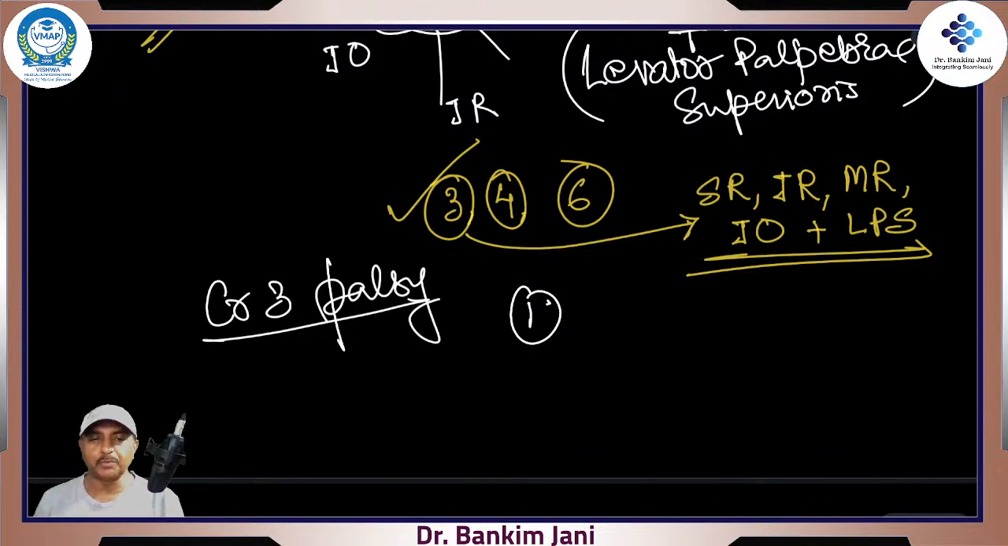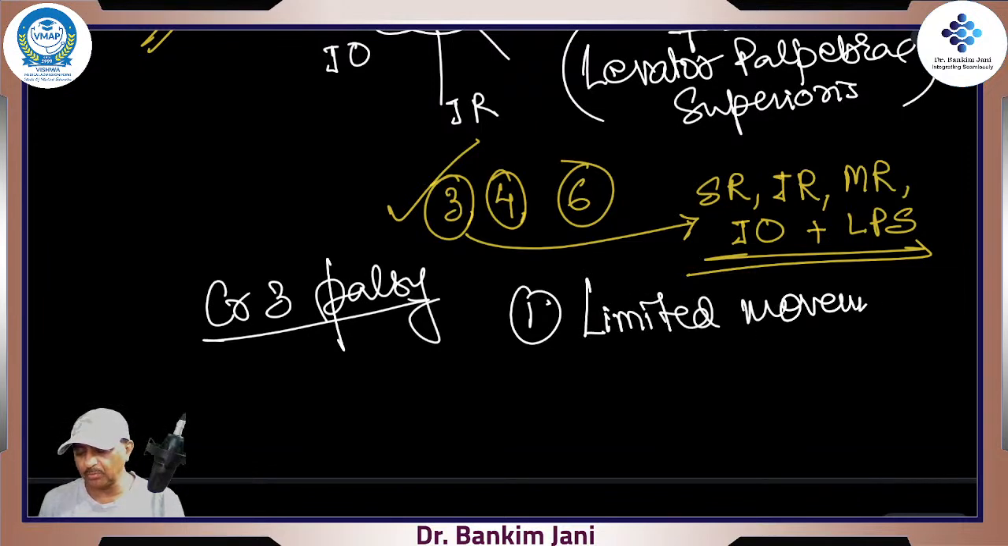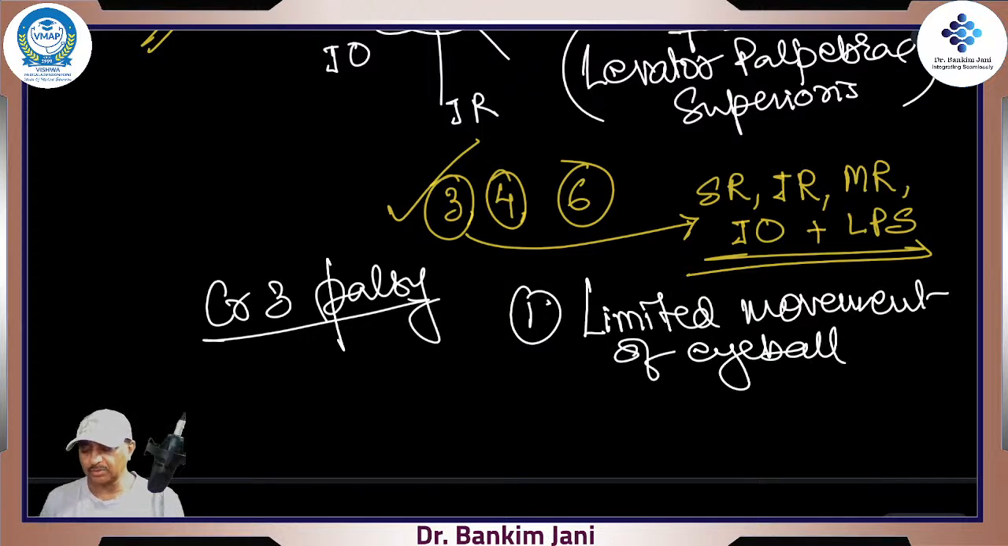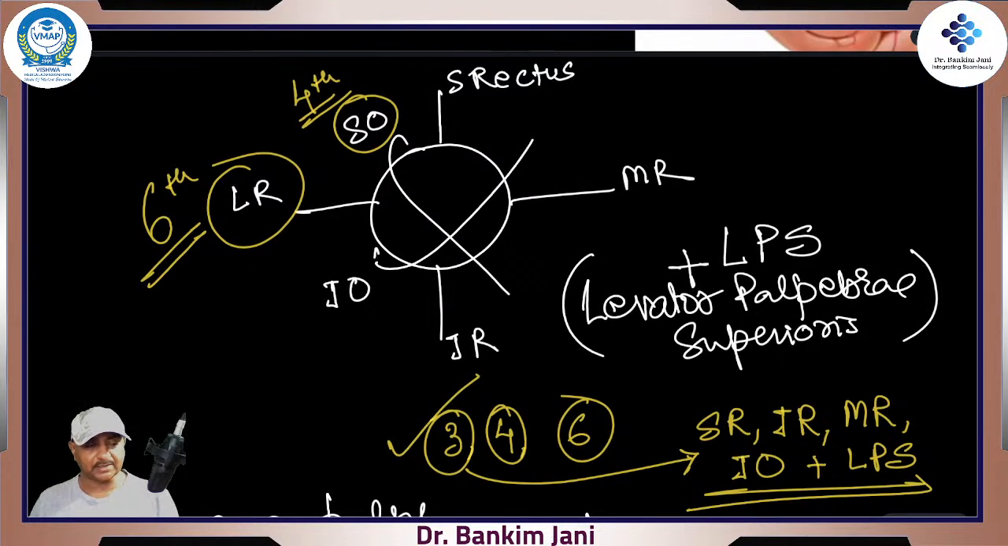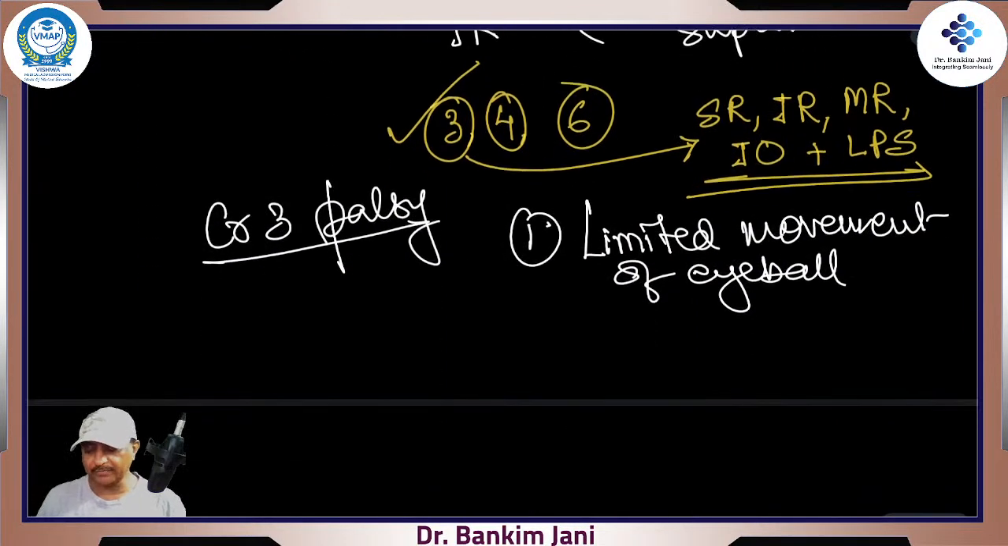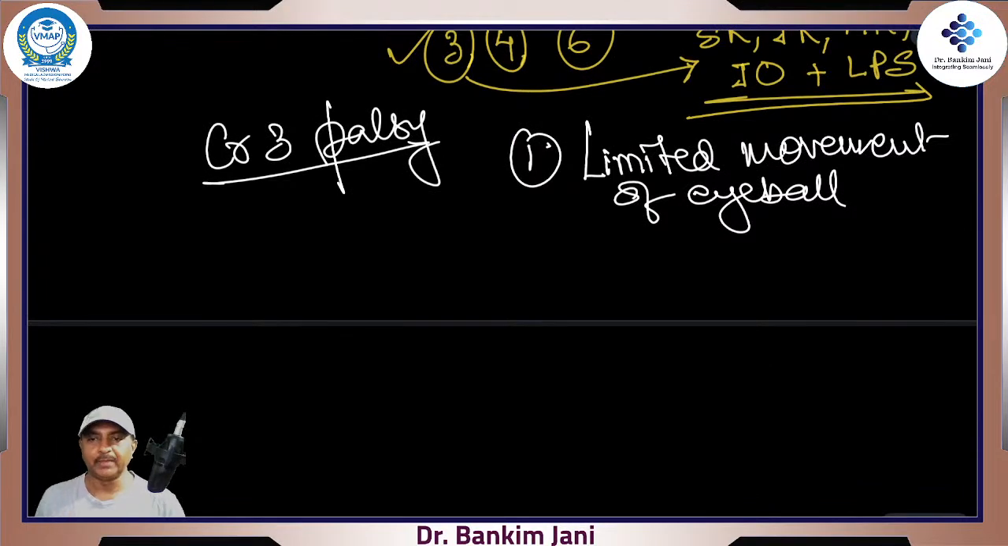The first thing to be said is that there is limited movement of the eyeball. Makes sense? Because so many muscles are involved. The only muscles spared are the lateral rectus and superior oblique, because they are supplied by the 6th and 4th nerves respectively, but the rest of the muscles are involved. So obviously there would be limited movement, or difficulty in the movement of the eyeball. Makes sense?